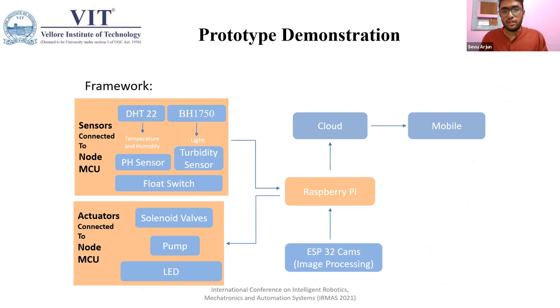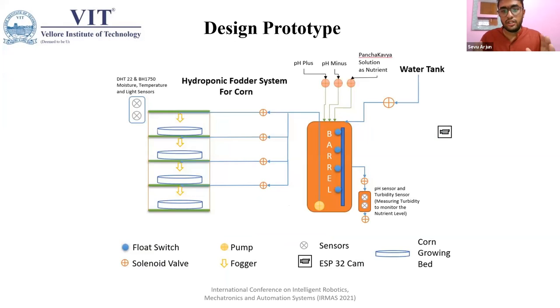We have a set of sensors connected to a NodeMCU, and it sends data to a Raspberry Pi, which is the primary control unit. That sends data to the cloud, and we can access everything through mobile or any web-supporting device. Then we have the actuators, which switch on the pump, solenoid valves, and LED lights, which will help grow the fodder. We also use camera image processing to see whether any interruption is happening in the scene. So this is basically the idea of what we are going to make: a barrel which will contain water and other nutrition.